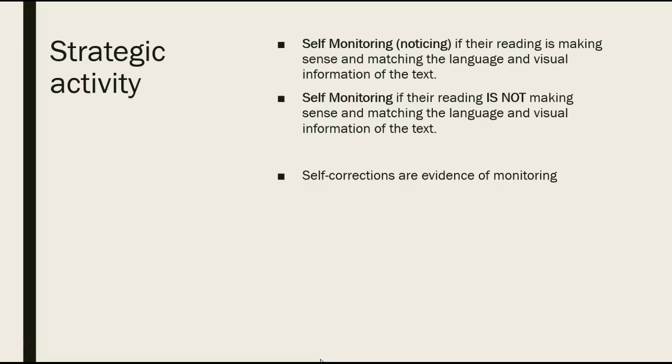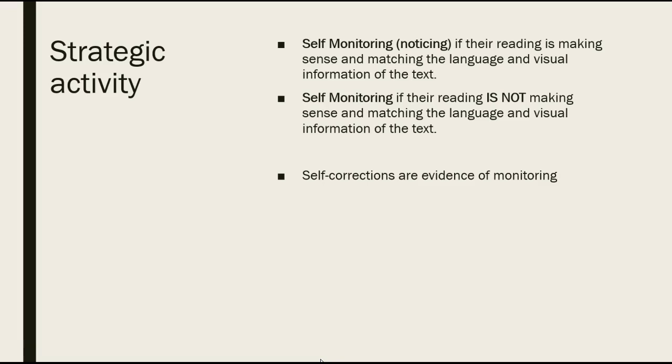A further source of information is the child's strategic activity or behaviours. What is he doing as he reads? In particular, we're interested in monitoring behaviour as this leads to self-correction and shows a focus on making meaning. So we're looking for self-monitoring, noticing if reading makes sense, and matching the language and visual information of the text, and self-monitoring with regard to whether reading is not making sense and matching the language and visual information of the text.